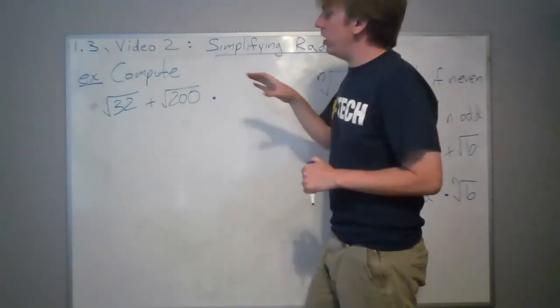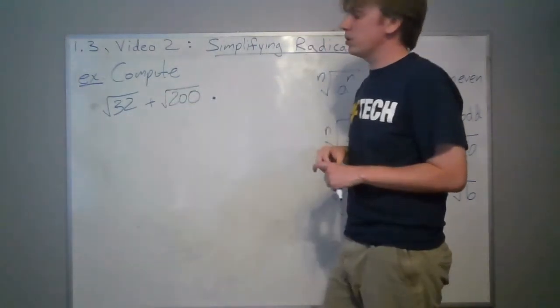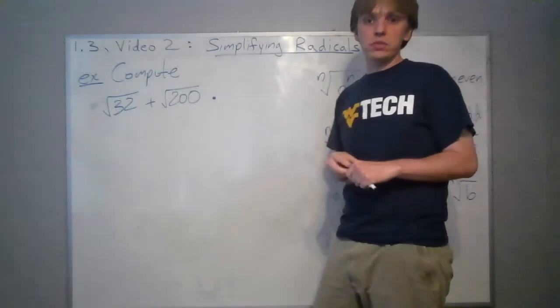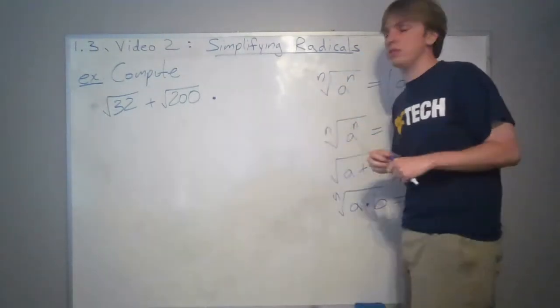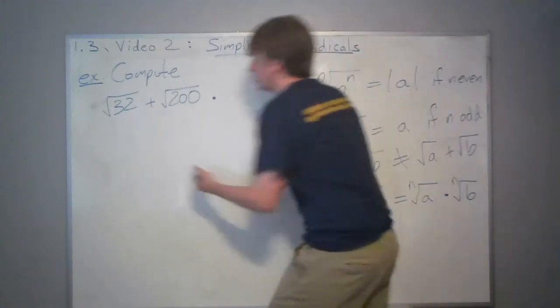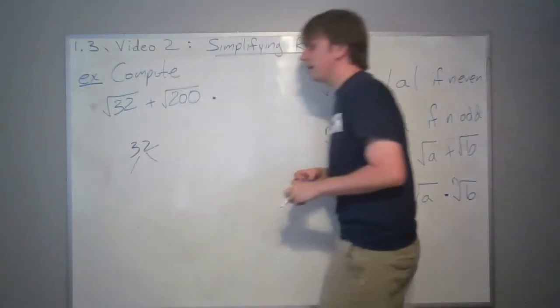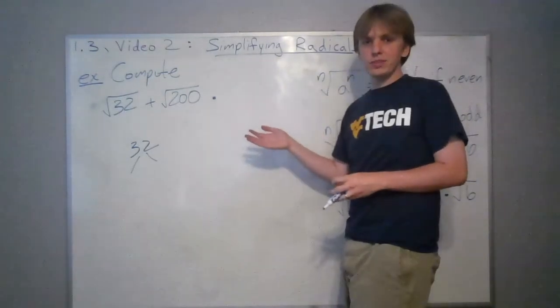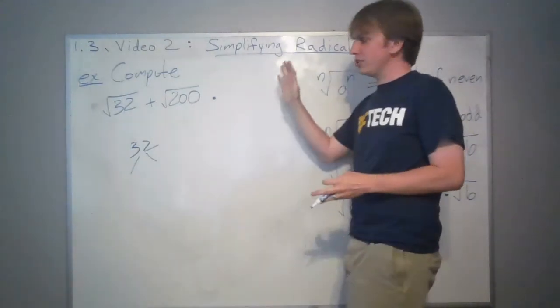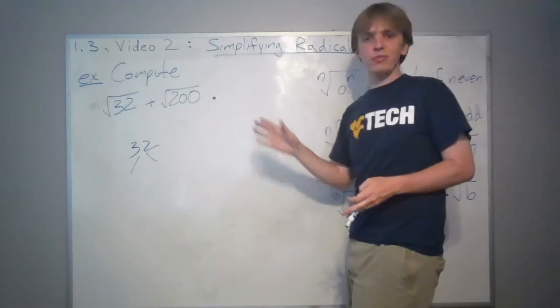So let's try and break each of these numbers, 32 and 200, into prime numbers, because it turns out prime numbers are going to be easy for us to manipulate. So let's write 32 as a product of prime numbers. And you might already know what 32 is as a product of prime numbers, but I'm going to show you this weird way, and it'll be fun.